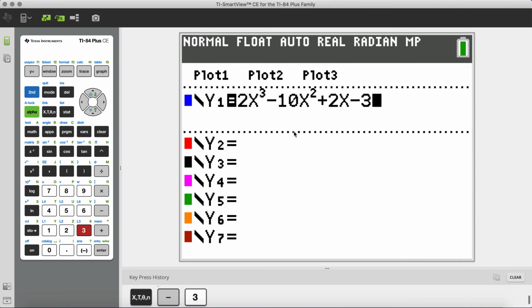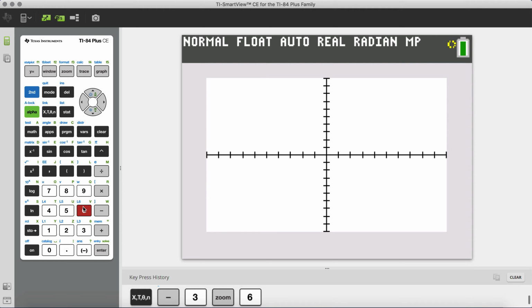minus 3. And so when you enter an equation like this, guys, you want to double and then triple check to make sure your equation matches the one on the skill checker on the test. That way you know that the correct thing is graphing. So when I first graph, I'm going to click zoom 6 just to give me an idea of what this graph is supposed to look like.